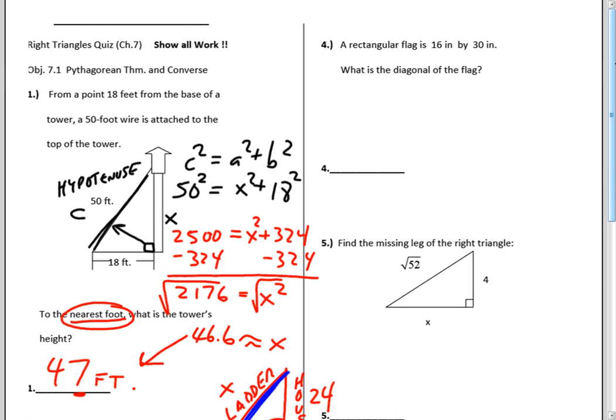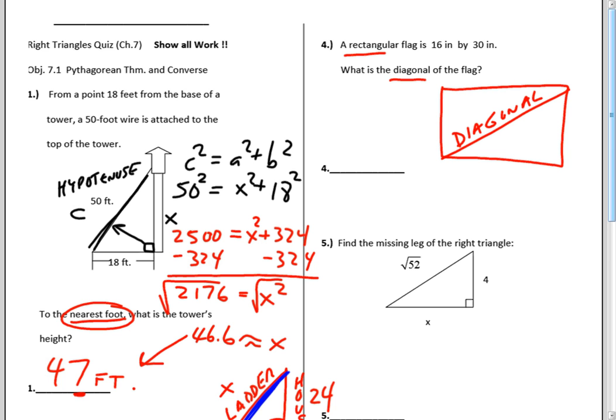A rectangular flag. What does a rectangle look like? Looks like that. Diagonal. Some people didn't know the diagonal was the hypotenuse. 16, 30. Anytime you have a rectangle, and they're talking about a diagonal, they're talking about the actual hypotenuse. So that's another situation like number 3. I make up my own variable.